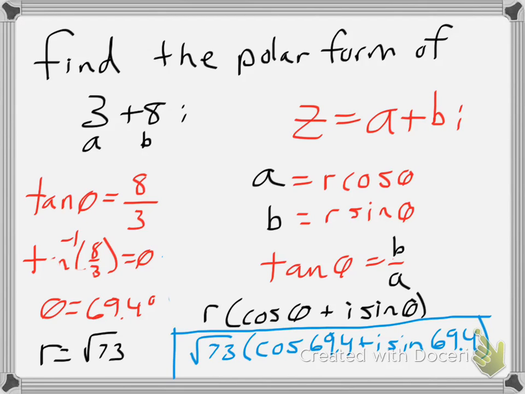Now I could go further and find a more specific decimal value for this, but in polar form this is as much as I want. This is a proper answer, a better answer, a more exact answer, to be specific. So again, to find my polar form, what I need to do is find the theta, find r, use my conversions, and then put it into its proper form.